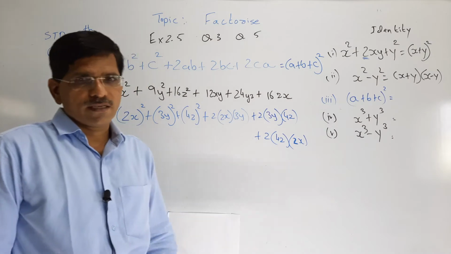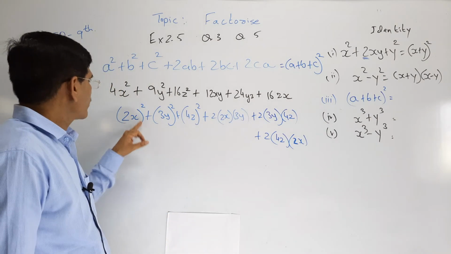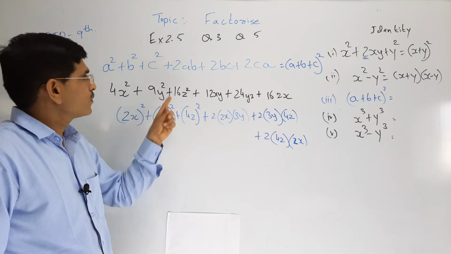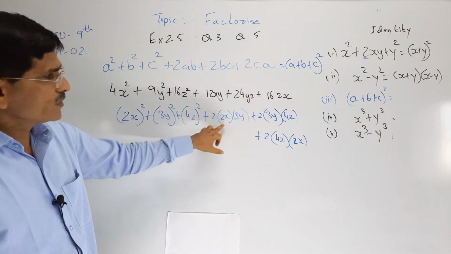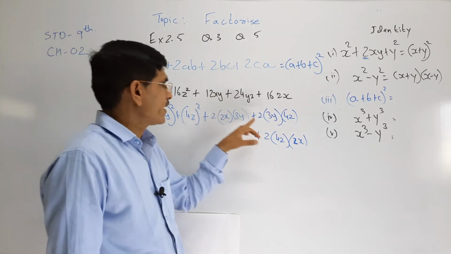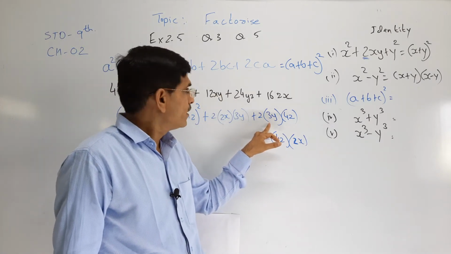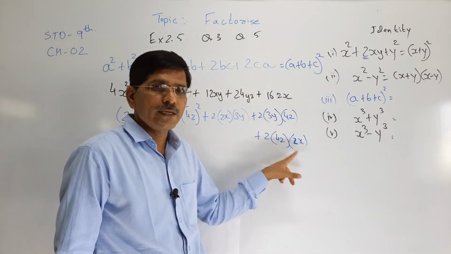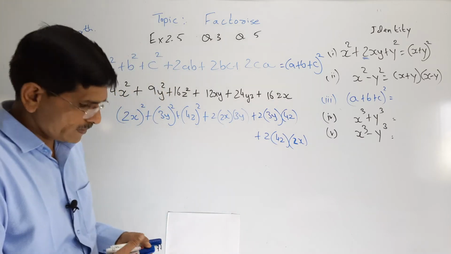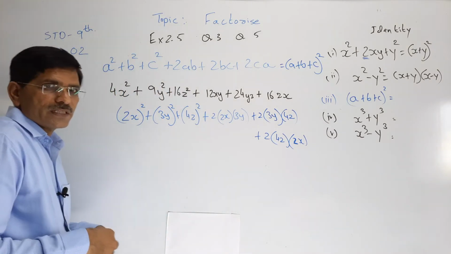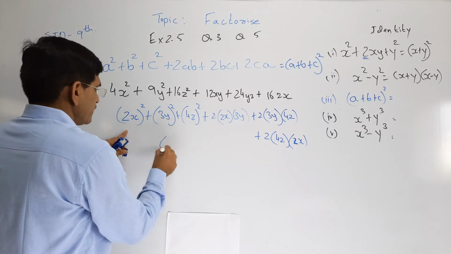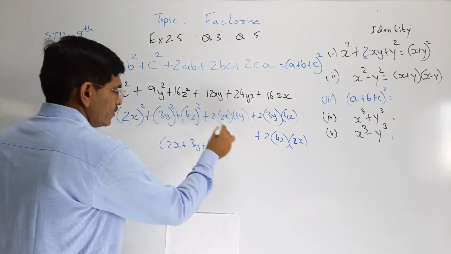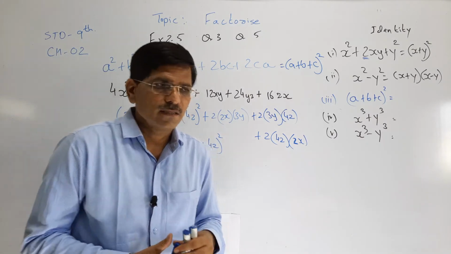Let me check whether our answer is correct or not. (2x) whole square is 4x square, (3y) whole square is 9y square, (4z) whole square is 16z square. 2 2s are 4, 4 3s are 12, so 12xy. 2 3s are 6, 6 4s are 24yz. 4 2s are 8, 8 2s are 16zx. Now what is my answer? The first three terms are my answer. So (2x plus 3y plus 4z) whole square, that is my answer.